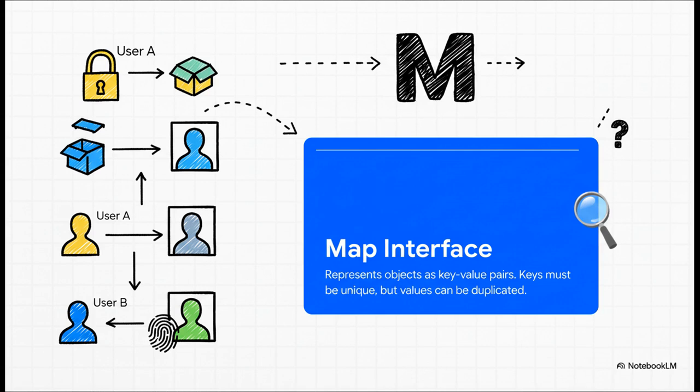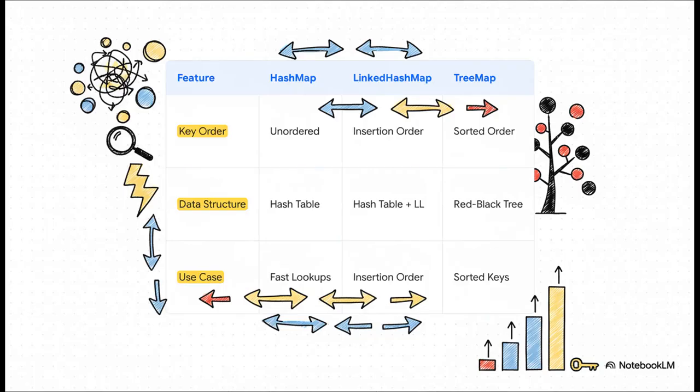And the keys have to be unique. You can't have two entries for the same user ID, but you could have multiple users with the same name, so the values can definitely be duplicated. And you guessed it, which implementation you choose all comes down to what you need from the ordering. HashMap is the fastest for just general-purpose storing and retrieving, like for caching user settings. If you need to loop through your entries in the exact order you put them in, LinkedHashMap is your choice. And TreeMap is awesome when you need your keys to always be sorted, perfect for something like a phone book where you want all the names listed alphabetically.